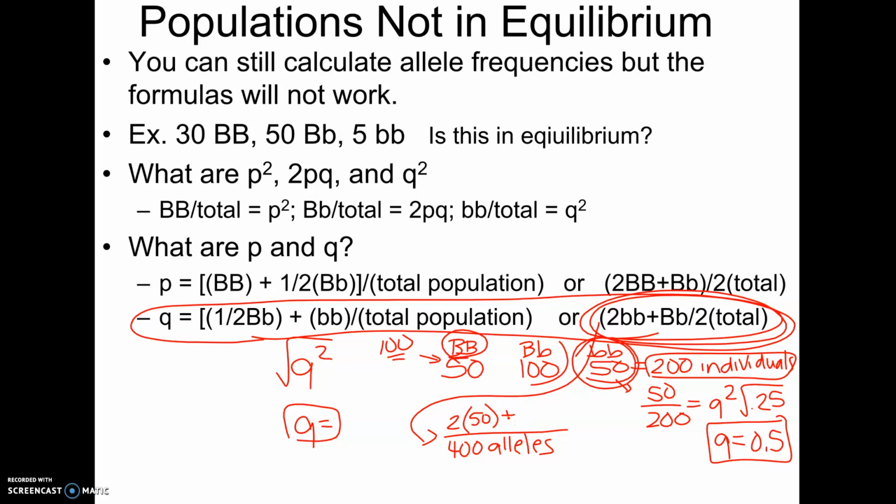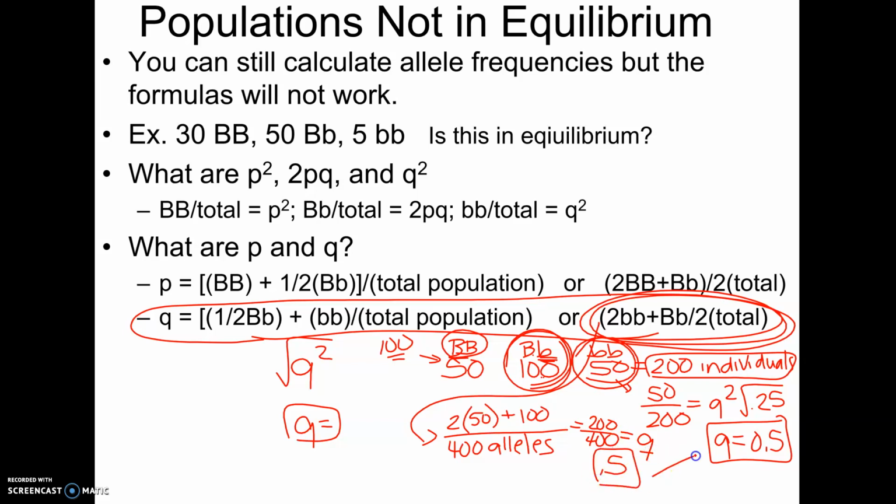Plus, everybody who's heterozygous has 1 copy. Notice I'm not multiplying this, because these 100 people have 100 little b's, and their other 100 letters are big B's. So that gives me 200 over 400 alleles that are actually little b. That gives me q, which is 0.5.